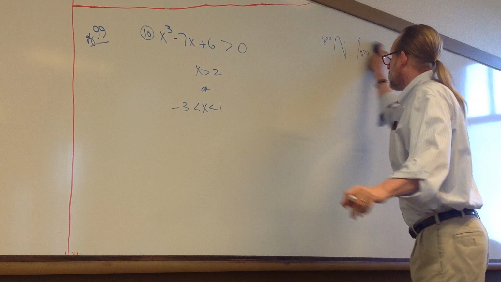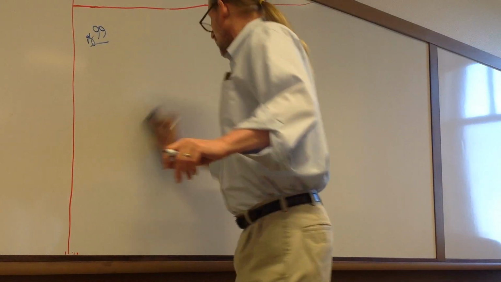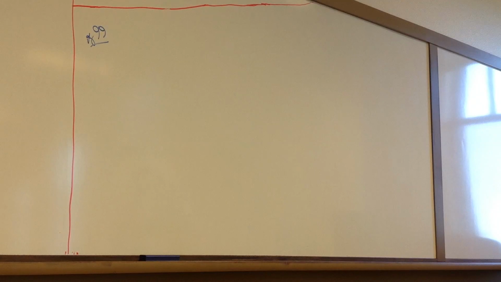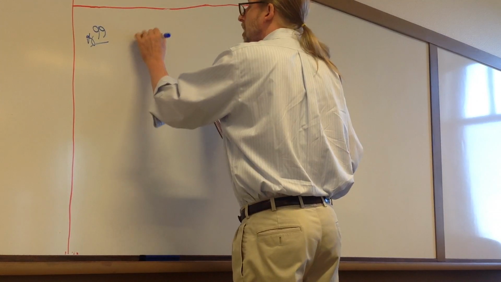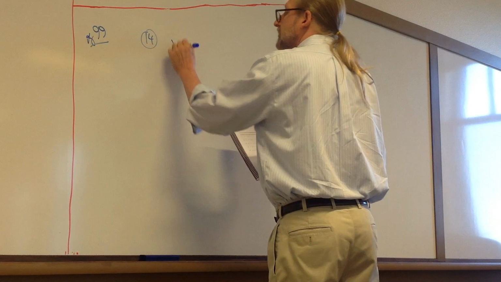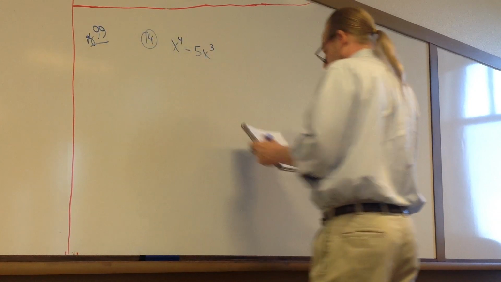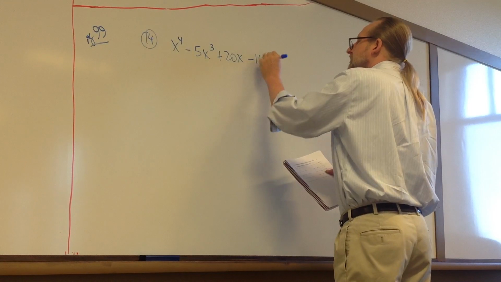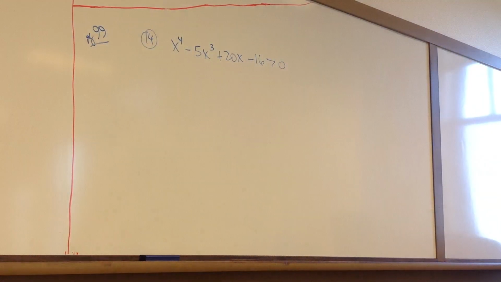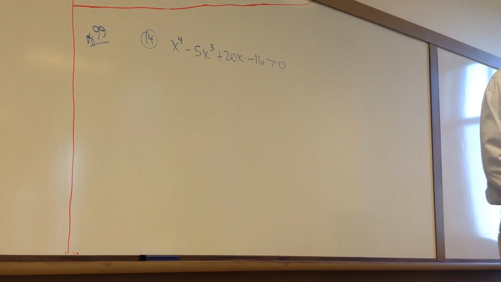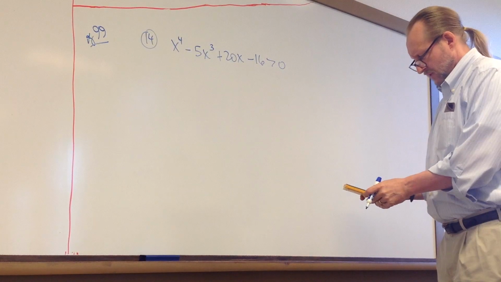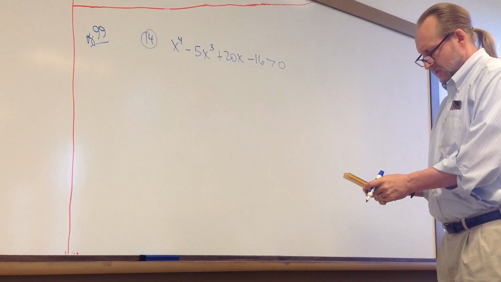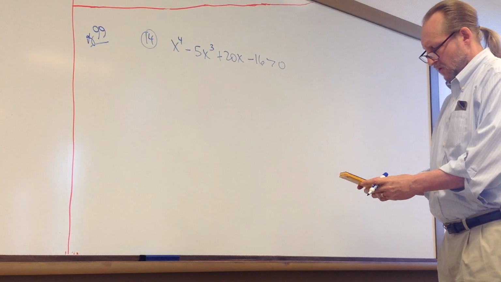Let's look at a couple more. All right, let's see here. Let's look at problem 14. This one is x to the 4th minus 5x cubed plus 20x minus 16. And we want to know where is that going to be greater than 0. Okay, so again we want to get a graph of this and see what it looks like in the standard window.